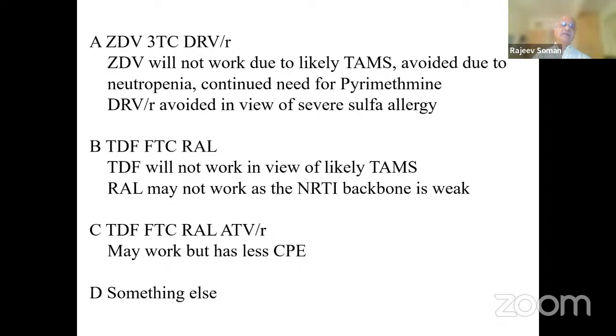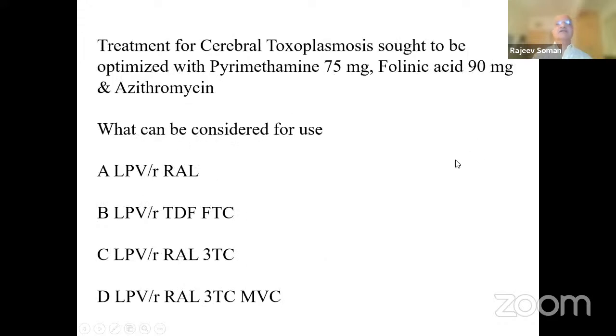Now, raltegravir was available at that time, but that may not work as the NRTI backbone is weak. So the genetic barrier to resistance of raltegravir is not strong, and therefore it will work only if the rest of the regimen is strong. This regimen may work, but has less CNS penetration efficacy. So let's look at something else.